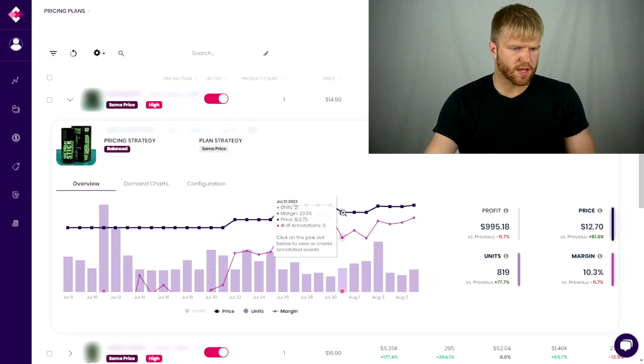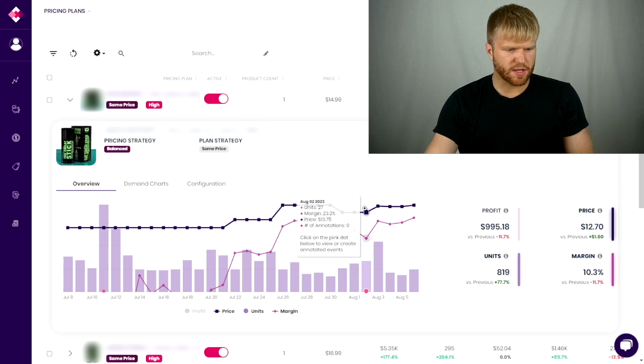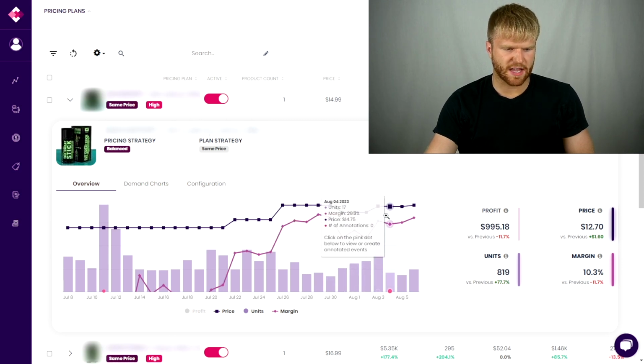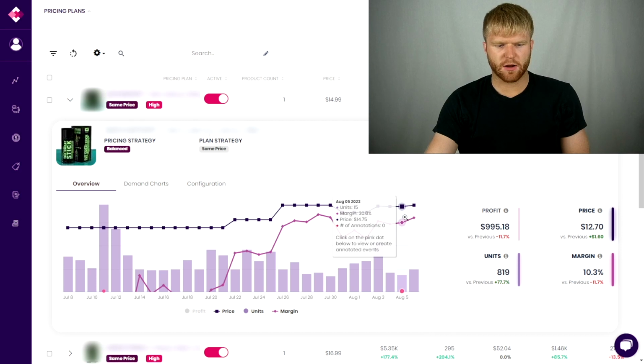But as you can see right here, once we started lowering it back to around $13.75, we started to pick up the units and get around the same. We even had a day where we had 44 units. So we started really picking up in the amount of units. But as soon as we raised the price past that $14 mark, our units went down pretty dramatically.